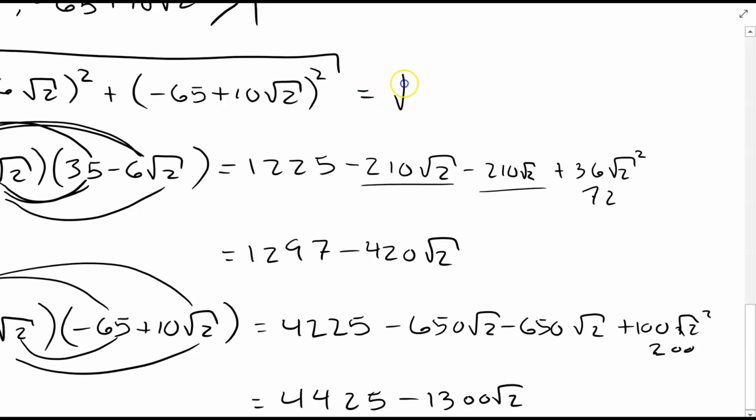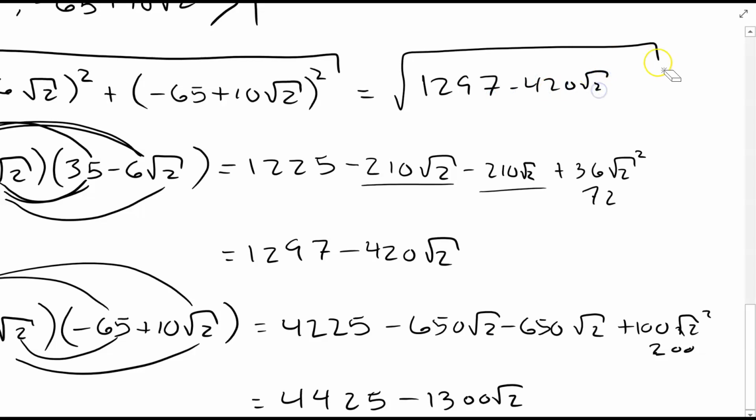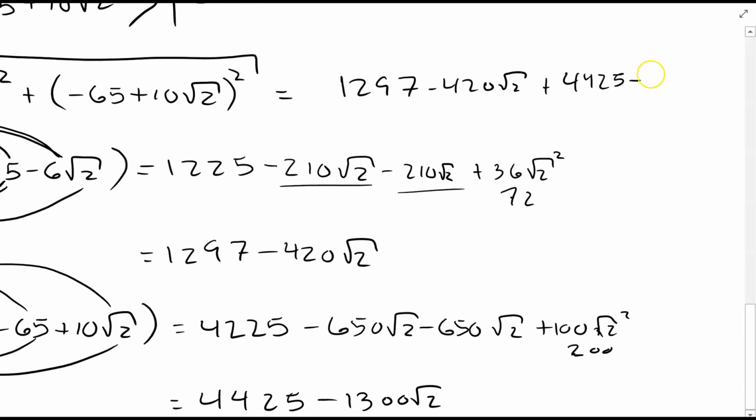Okay, so this is going to be 1297 minus 420 root 2 plus 4425 minus 1300 root 2.